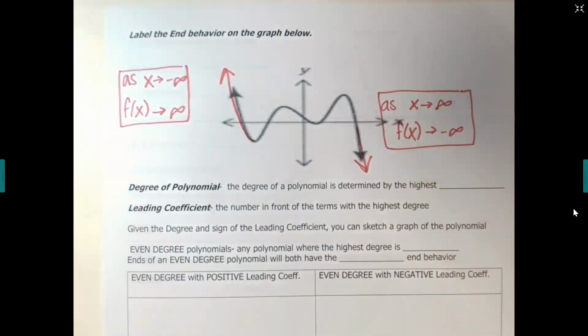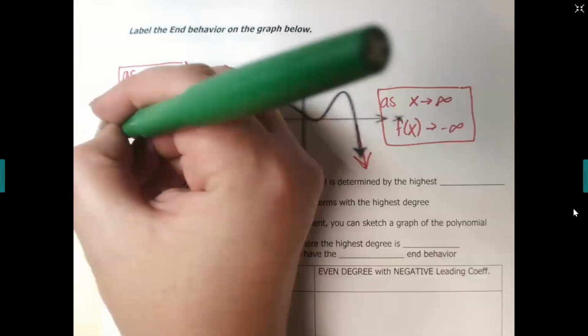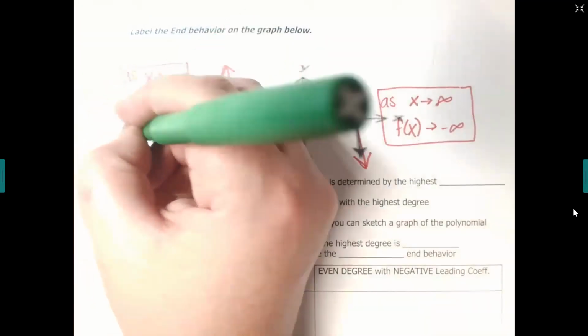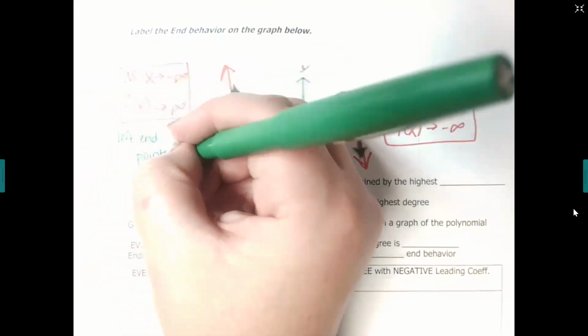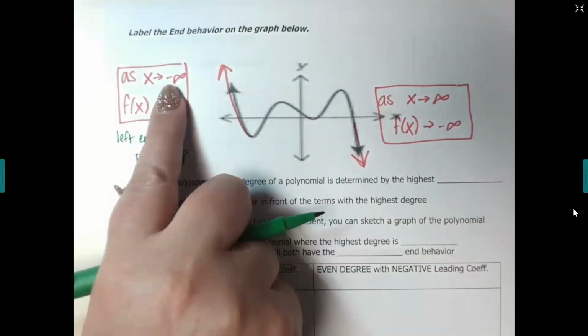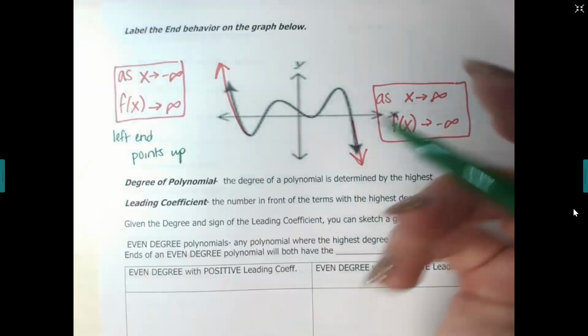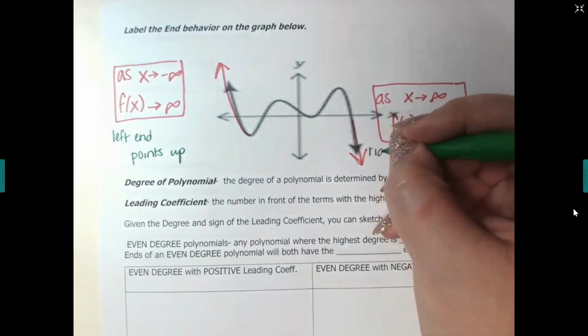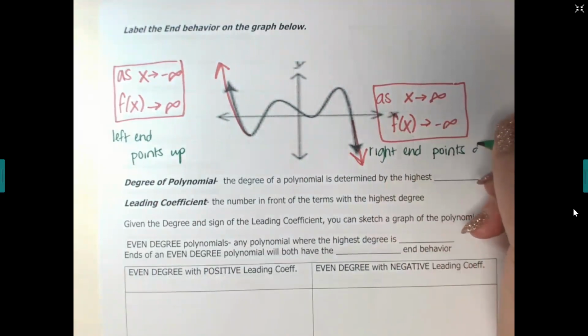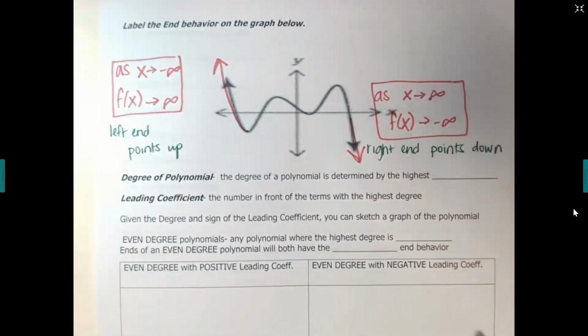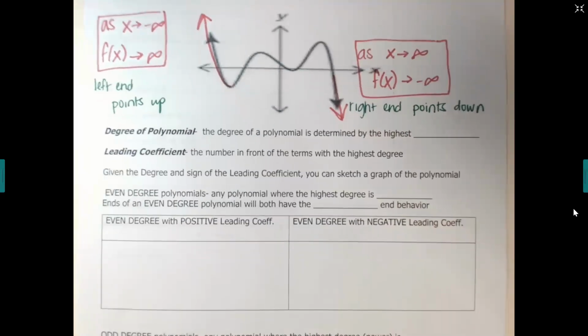Okay. So hopefully you got those right. I'm going to put the little sentence underneath it just in case that helps you. This would be the left end points up. Okay, left end being this, points up being that. And then this would be the right end points down. All right, we're getting there.